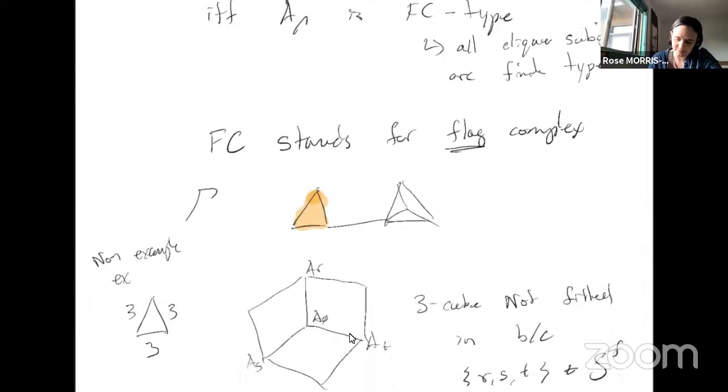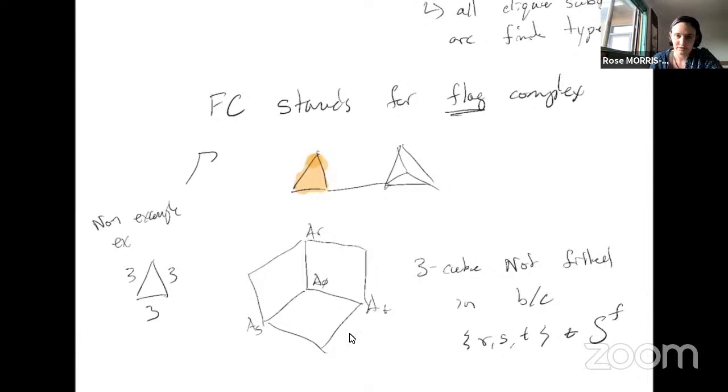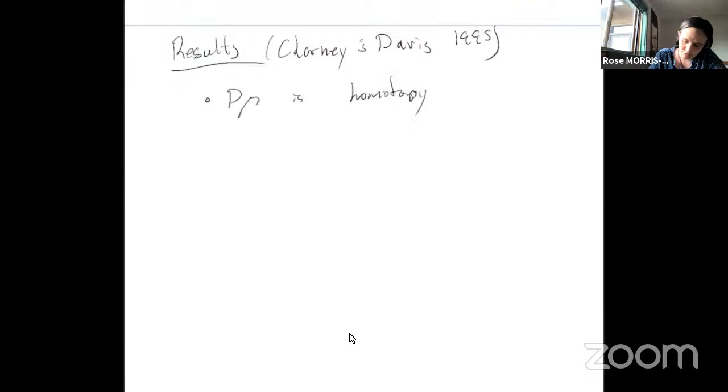What do we get out of this Deligne complex? Let's call this results, maybe. This is all still from that Charney and Davis paper in 1995. This Deligne complex is homotopy equivalent to the universal cover of the hyperplane complement.